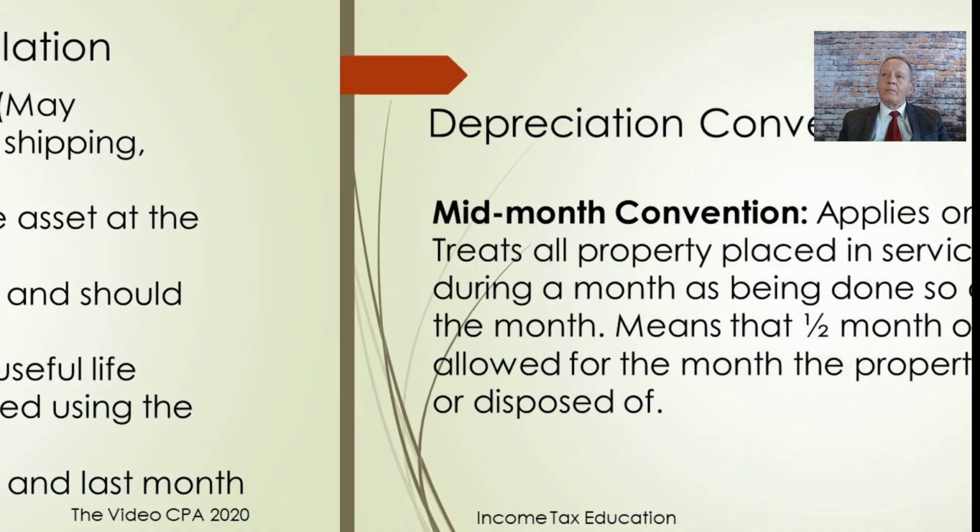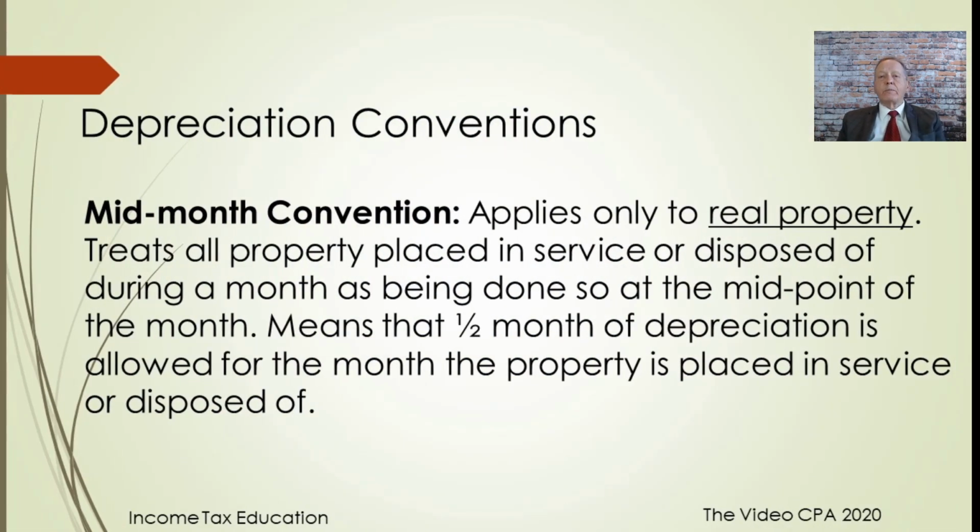All right, depreciation conventions, there's basically 3 of them for tax purposes. First of all, we'll talk about the Mid-Month Convention. The Mid-Month Convention applies to real estate. And it only applies to the first year that you put it in service and the last year that you take it out of service or dispose of it. And what it basically says is when you put it in service, you're only going to get a half month for that month that you put it in service. And when you take it out of service, when you dispose of it, you're only going to get a half month in that year for the month that you actually dispose of it.